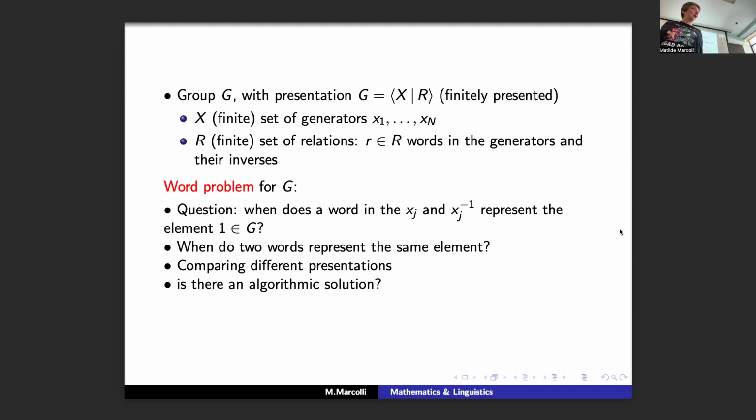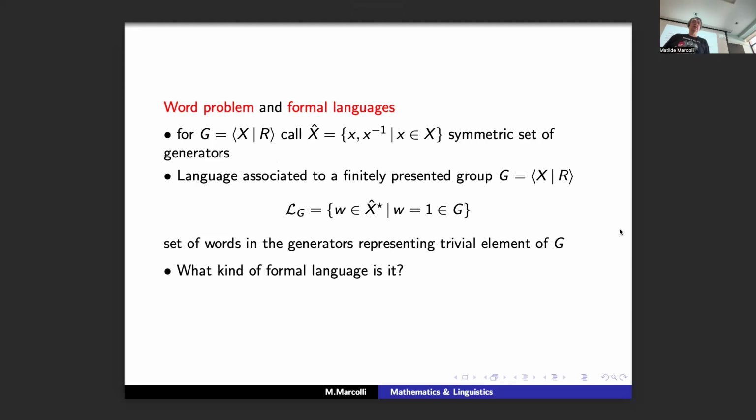There is also this general question: when is the word problem for a group algorithmically solvable or not? One observation is that this question is naturally formulated as a problem of formal languages, in the sense that you can take the set of all the possible words that you can write in the generators of the group, in this symmetric set of generators, that's your overall alphabet, and all the words in the alphabet. Inside this, you can take as your language those words that are the identity in the group. So what kind of formal language is it? So yeah. What's the star?